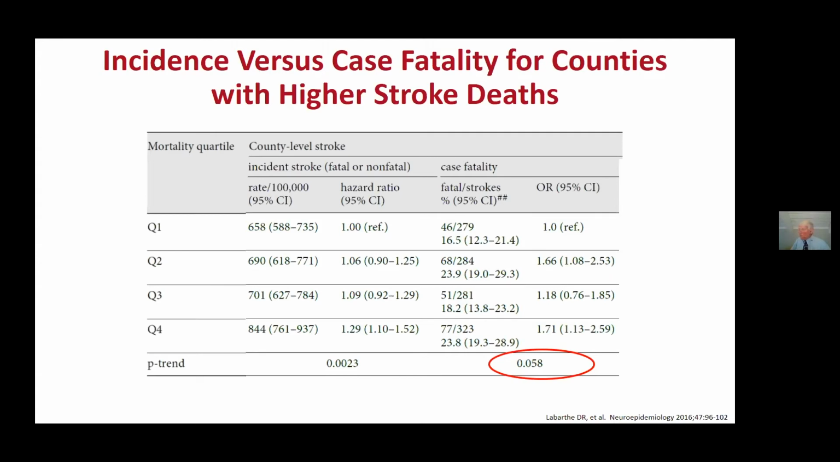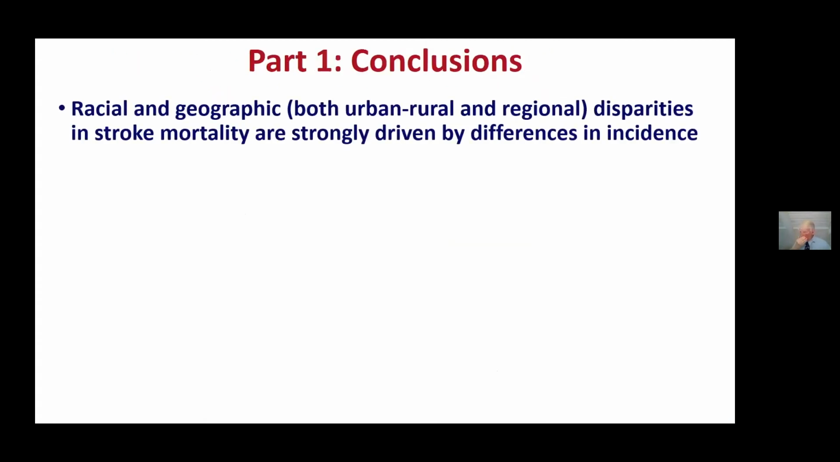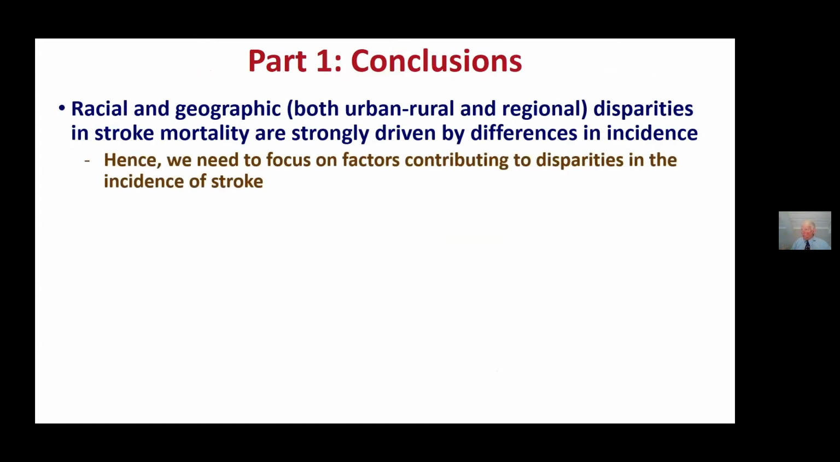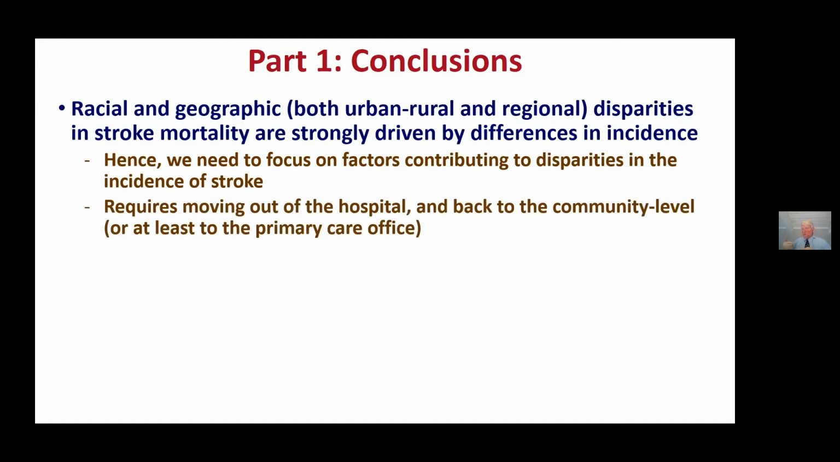I've never believed in the 0.05, and so I consider this modest to moderate evidence that case fatality could be playing a role. And so in summary, both the racial and geographic, both the urban, rural, and regional differences in stroke mortality, it's pretty clear that they're being driven by incidence. Hence for all three of these, we really need to focus on factors that contribute to the disparities in the incidence of stroke, which really requires us to move out of the hospital.